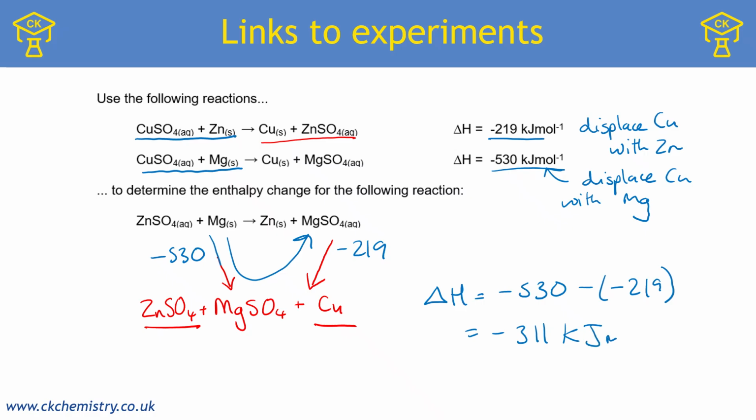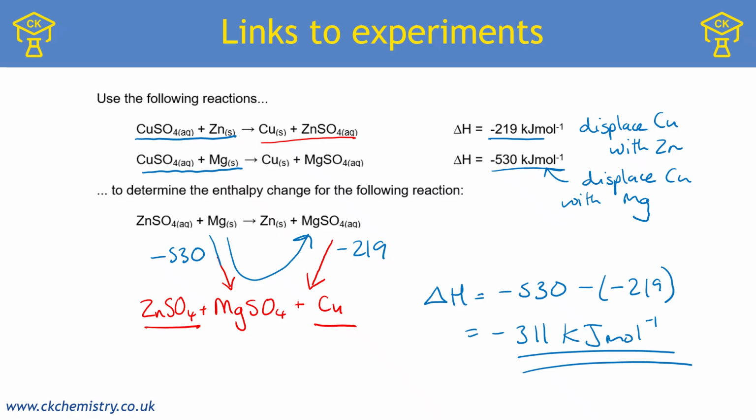Now if I had done it the wrong way round, because we know it's just going to be one take away the other, I would have got an answer of plus 311. Now if I got an answer of plus 311, I would hopefully be super suspicious, because why would two of these displacement reactions be exothermic and the other one be endothermic? Okay, that's not how it works.